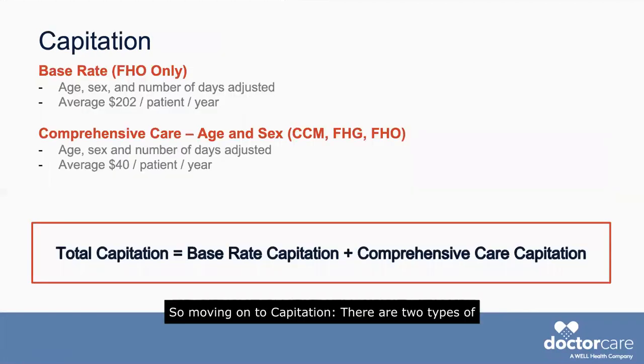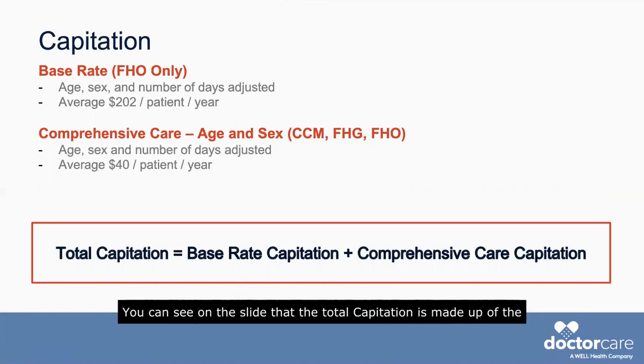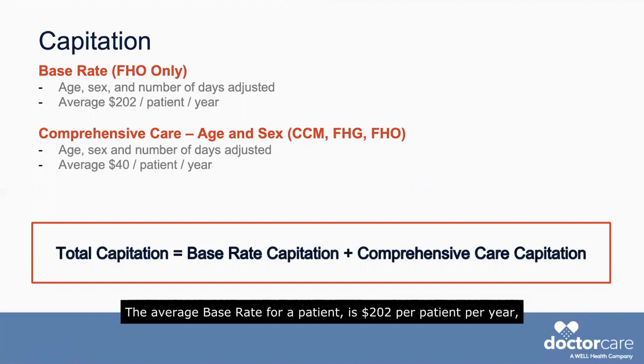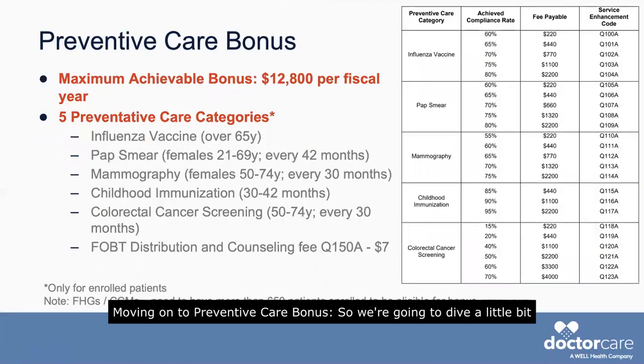So moving on to capitation. There are two types of capitation lumped up. You can see on this slide that the total capitation is made up of the base rate capitation and comprehensive care capitation. Both are calculated by age, sex, and the number of days the patient is on your roster. The average base rate for a patient is $202 per patient per year, while the comprehensive care is about $40 per patient per year.